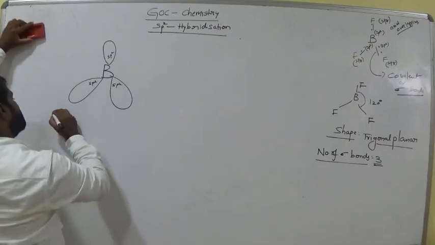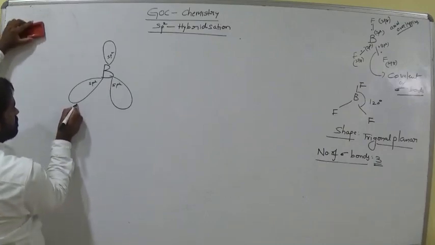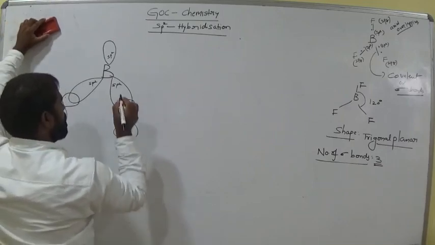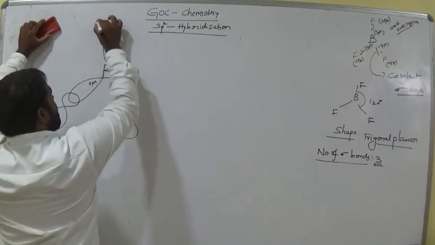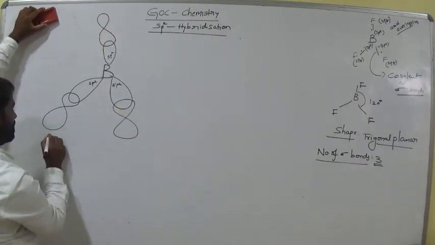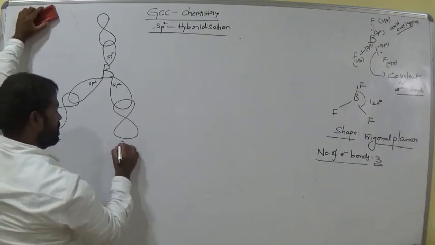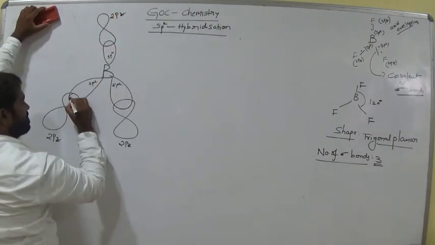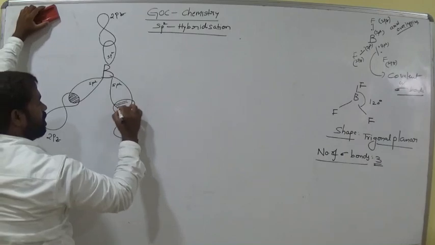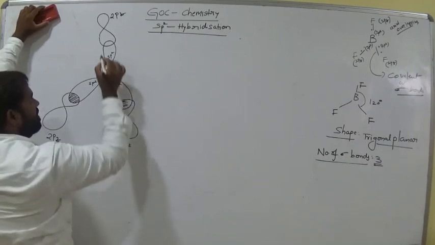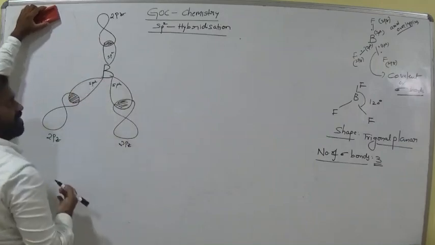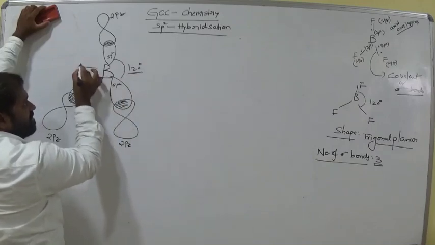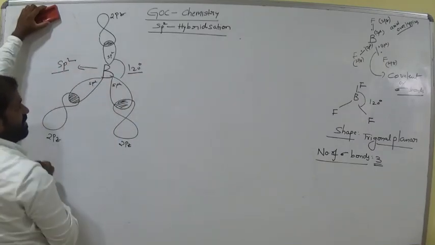Now this interacts with these p orbitals. Which orbital is it? 2pz of fluorine. This is 2pz. This is also 2pz. This is the overlapping position. sp2 overlaps with 2pz. Axial overlapping. Expected bond angle is 120 degrees. Which hybridization is it? sp2 hybridization.